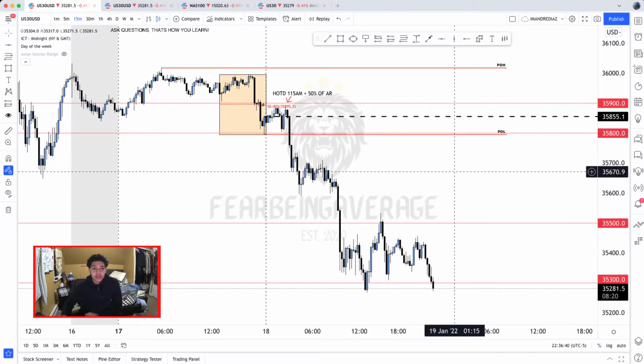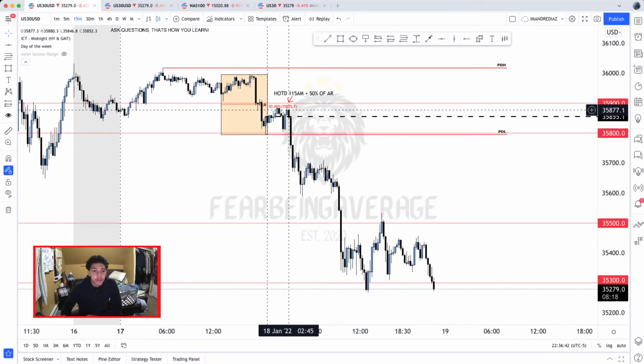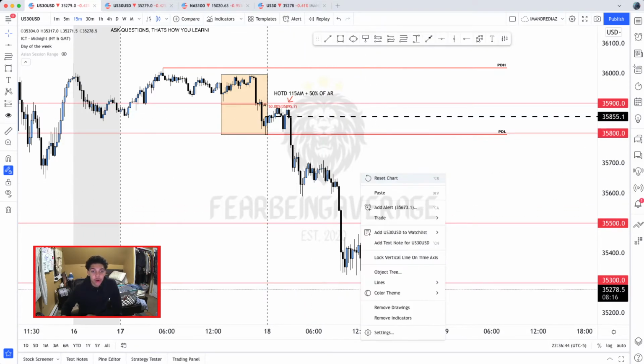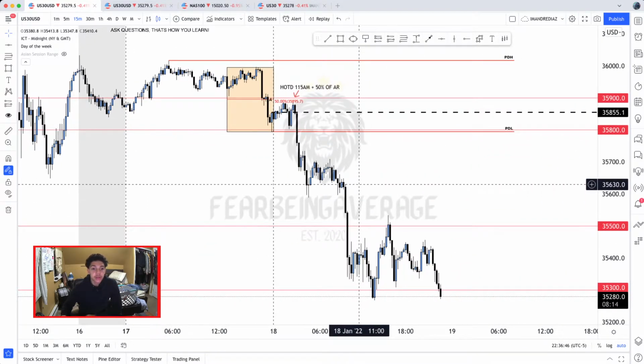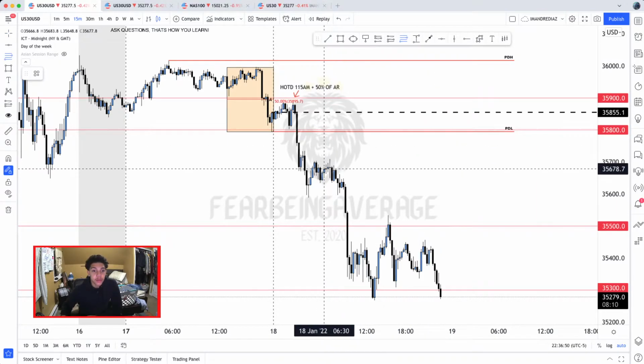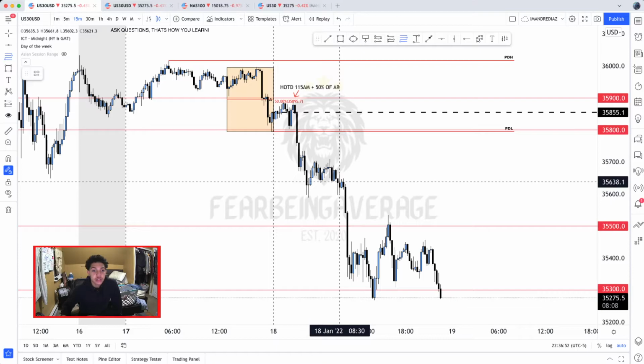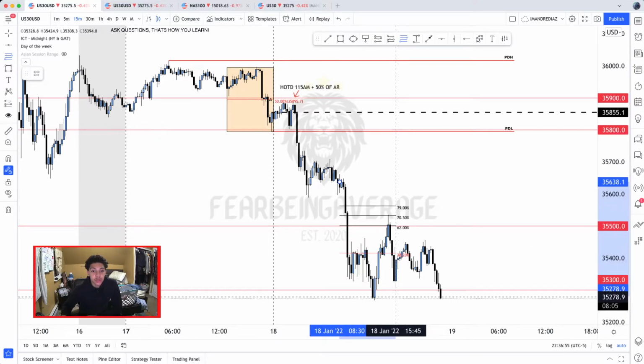But I'm going to leave these. And as you can see from here, price just overall dropped all day. There's not really much that happened. Something you could have potentially looked to get into is if you pull your fib from this high right here that started this big drop, pull it to this low.